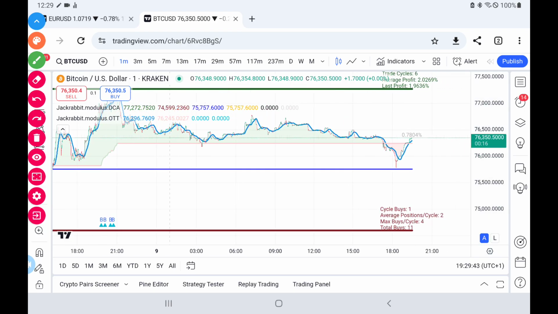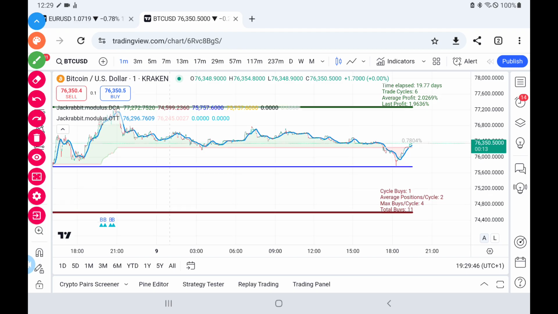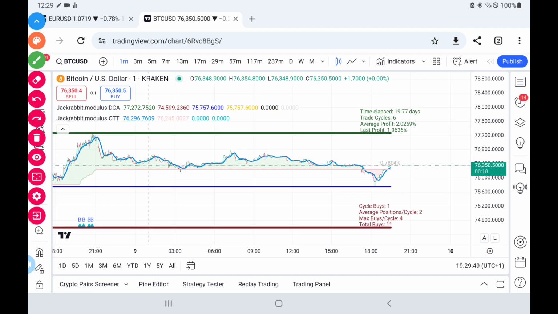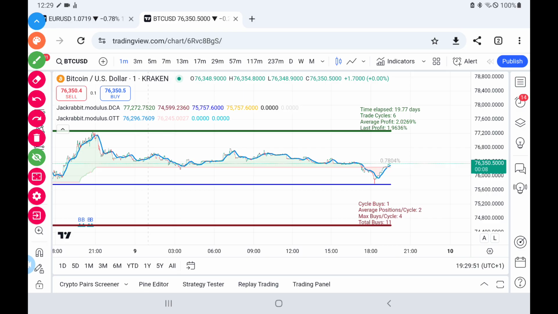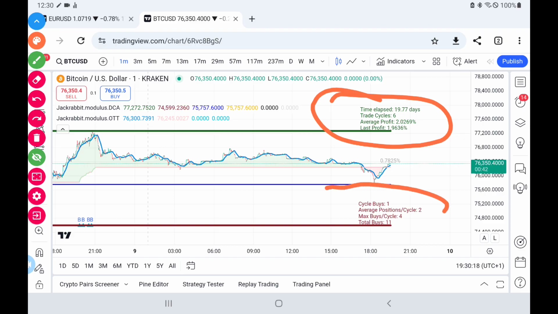And if we go to the statistics, we can see that this strategy in the last 19 days has done 6 completed trade cycles with an average of 2% per cycle. But that's not really where this strategy shines. Any of the Jackrabbit modules can produce a reliable strategy. Where the optimized trend tracker really shines is when you look at the number of trades.